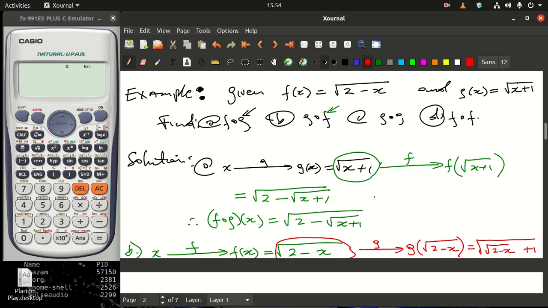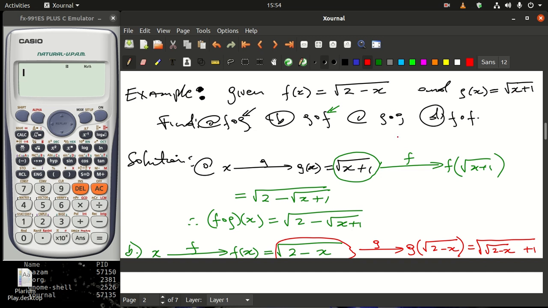So the main thing, actually, whenever you have this, you just take g of x, which is that, and then you place it in the value of x. And when you're looking for this, you just take f of x as it is, and then you plug it in the value of x.